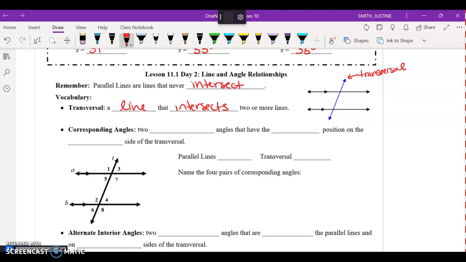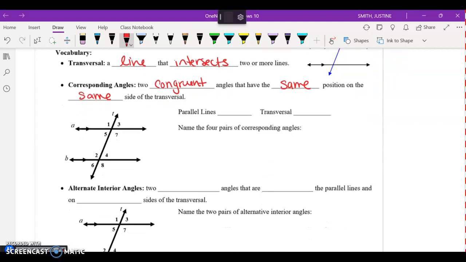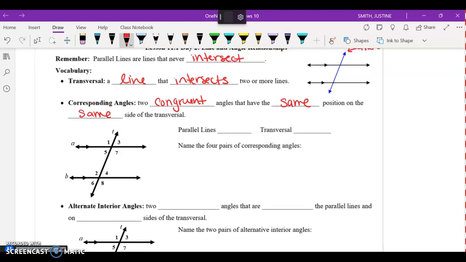Corresponding angles are two congruent angles, and remember that congruent means equal, that have the same position on the same side of the transversal. Okay, so in this example we have the parallel lines. The other thing you want to know about parallel lines is that these markings on the lines mean that they're parallel. These little arrows mean that line A is parallel to line B.